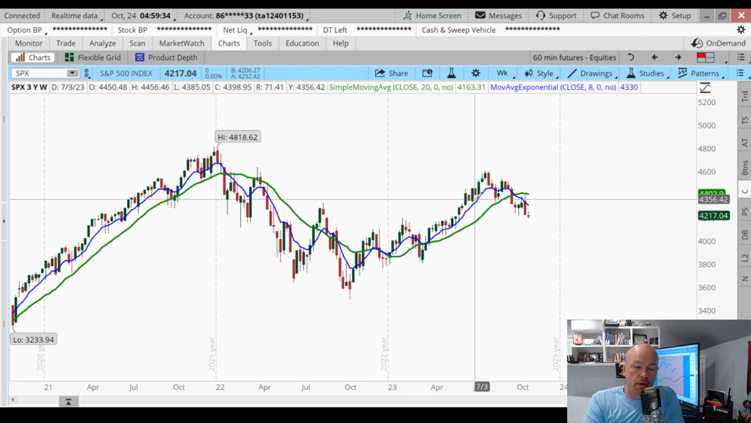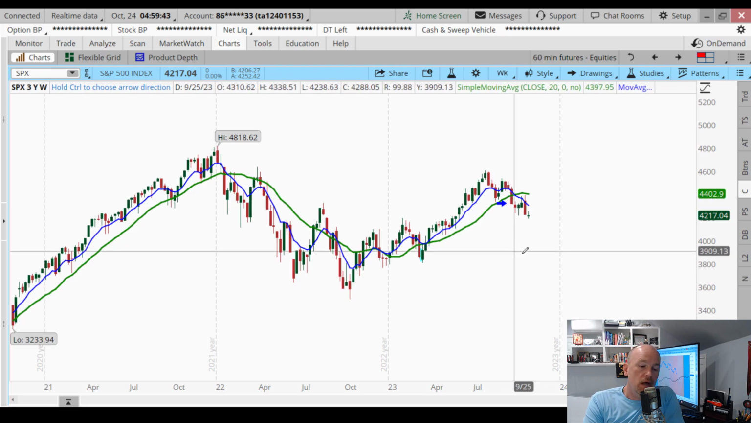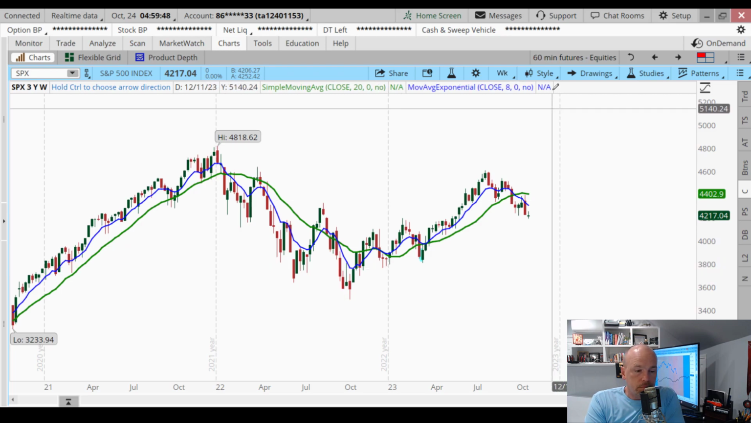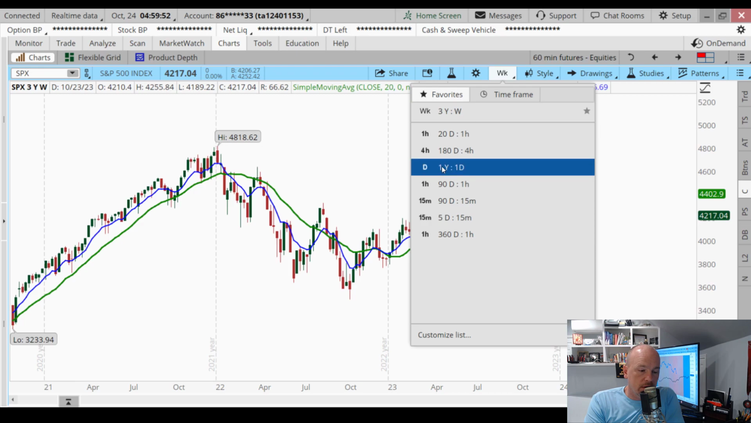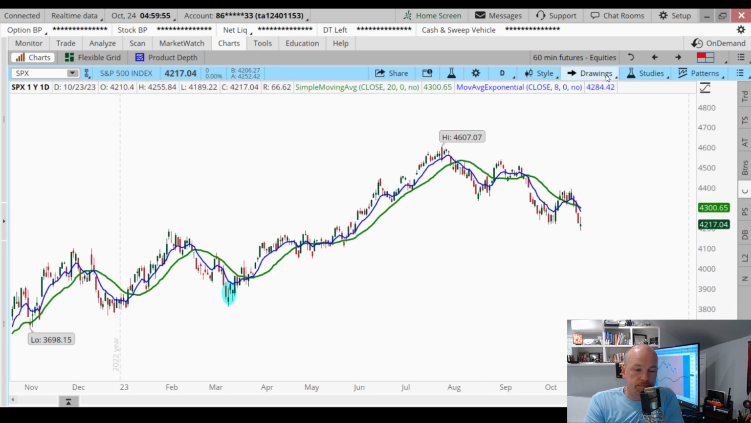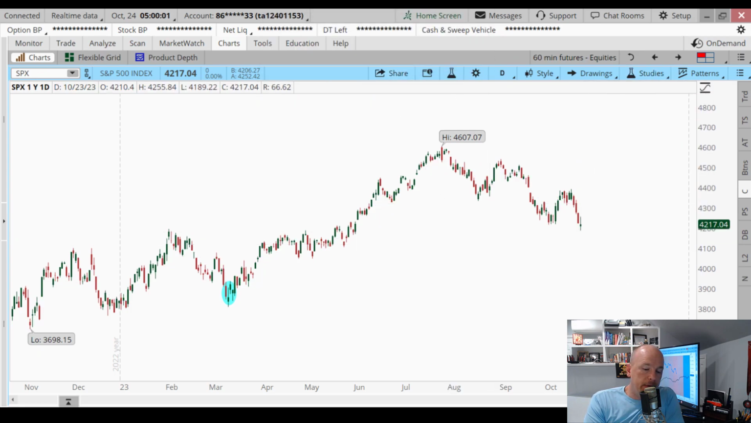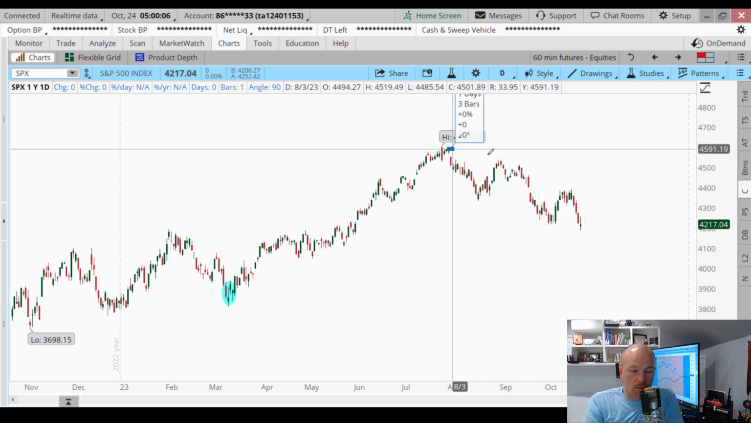Oftentimes, you're going to see this 20-period weekly moving average being a very important moving average. And when we talked about it a few weeks ago, we talked about the fact that we had crossed and closed below that 20-week moving average, which was a pretty strong tell. And then lastly, let's look at the daily chart and get rid of all the drawings and studies, and simply pay attention to these lower swing highs and lower swing lows.